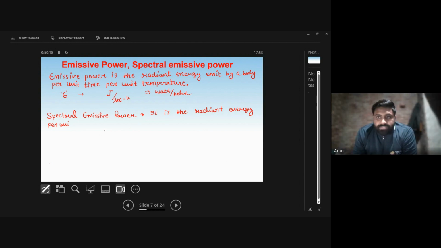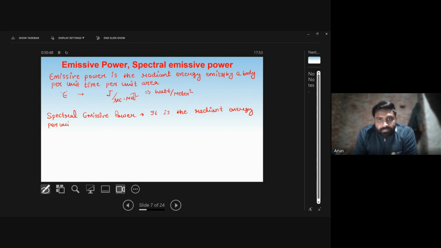Okay, so one mistake that we made here: emissive power is the radiant energy emitted by a body per unit time per unit area, not temperature. Okay, that is a different thing. Area. So the unit will be joule per second meter square, or watt per meter square.